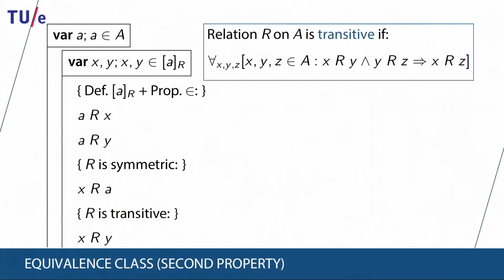Then, since R is transitive, we may conclude that x is related to y from the facts that x is related to A and A is related to y. Note that we use the formula for transitivity by first applying a universal quantification elimination with x, A, and y, combining x R A and A R y with an application of conjunction introduction, and then applying implication elimination.